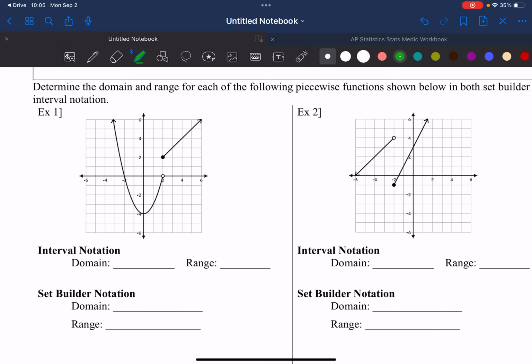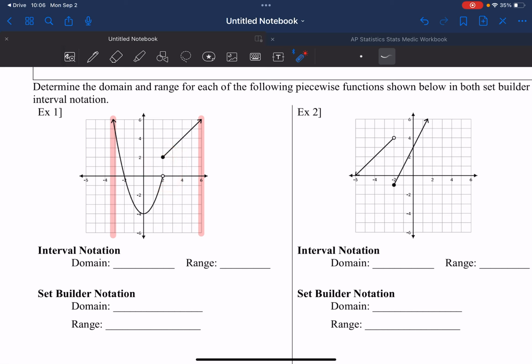Just like when we did domain at the beginning, looking from left to right, we're still going to pay attention to those open circles, closed circles, and arrows. So here's the left all the way to the right. Notice I don't have to stop it here because these two points, the closed circle and the open circle, share the same x value. And since one is open and one is closed, the closed one is going to override the open one.